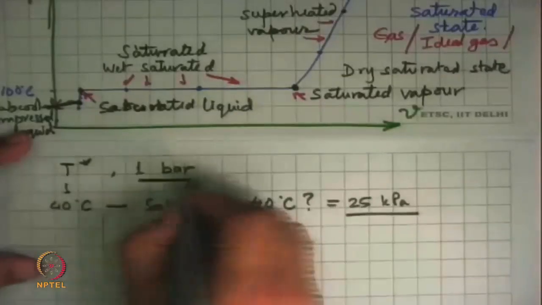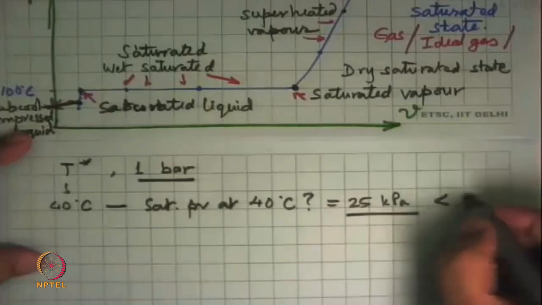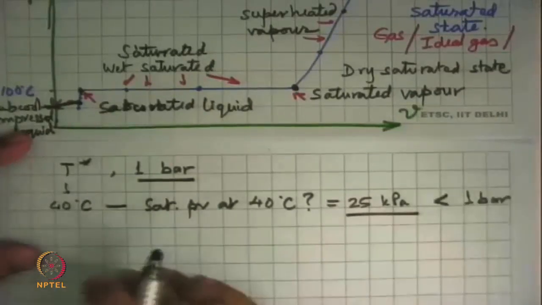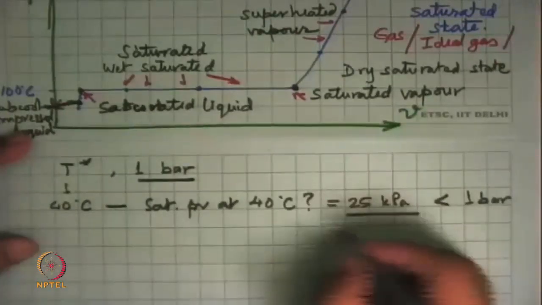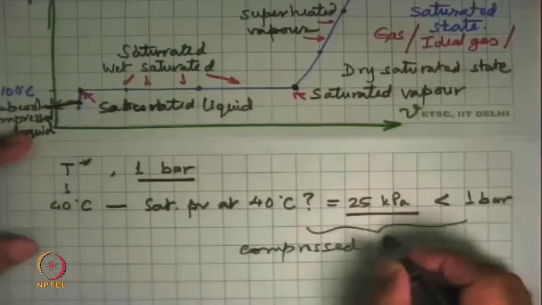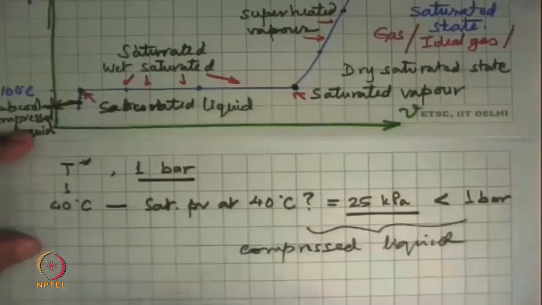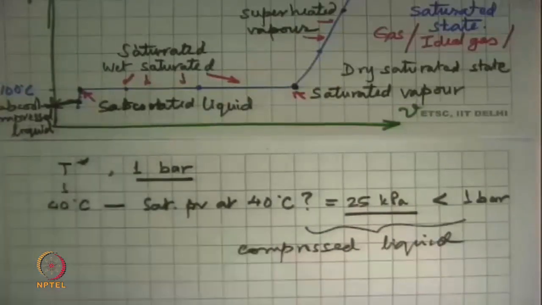Now we compare this and this. This is less than the actual pressure at which it is. That means you have compressed it, and that gives the name, same state, another name, compressed liquid. So compressed liquid and subcooled liquid mean the same thing. In one case we are comparing the temperature with the saturation temperature at the pressure. In the other case we are comparing the pressure with the saturation pressure at that temperature. So that's a compressed liquid.